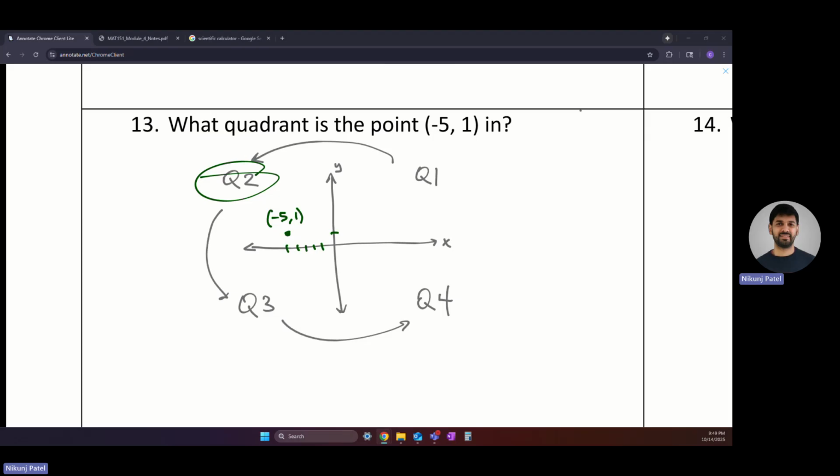In general, quadrant 1 is always positive, positive: positive x, positive y. Here it would be negative and positive. Quadrant 3 is negative, negative, and quadrant 4 is positive and then a negative. And that's referring to the x and the y values.